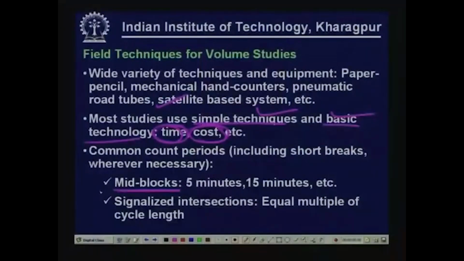Now, once the period of study is known, what should be the duration of counting? Should I make a 15-minute count? Should I record 15-minute traffic volume data, 5-minute traffic volume data, every-minute traffic volume data? That is the question we are trying to answer.